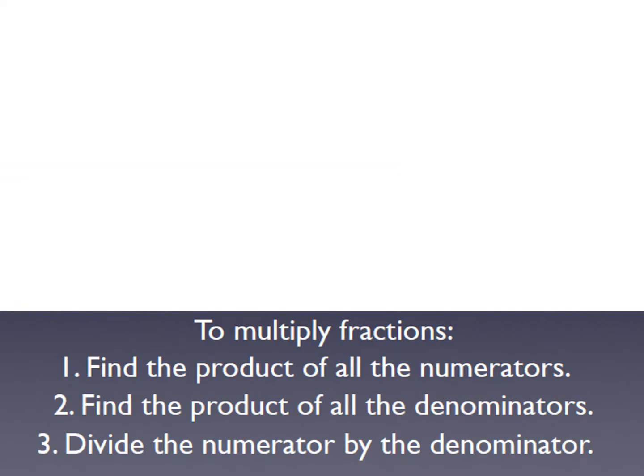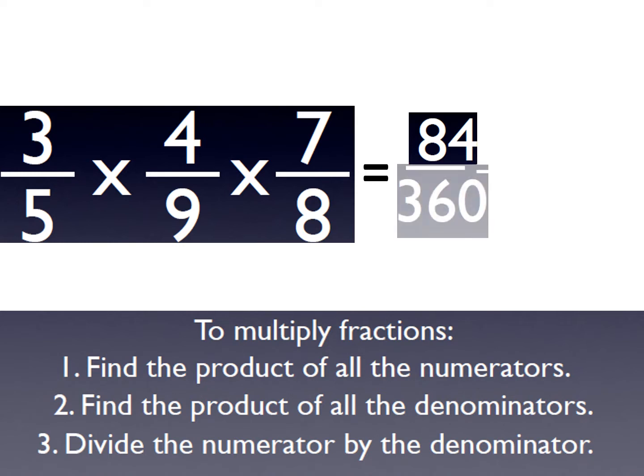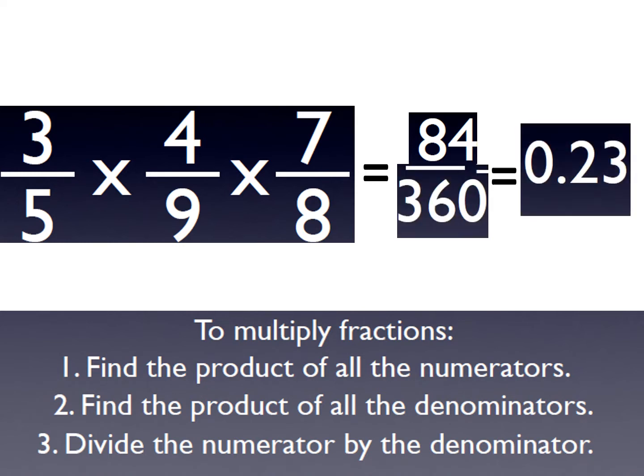In multiplying fractions, you have your numerators, the top numbers, and the denominators, the bottom. So when you're solving for fractions, which is basically dimensional analysis of numerators and denominators, you want to multiply all the numbers on top and then divide by all the numbers on the bottom to find your final answer. So 3 times 4 times 7 is 84, 5 times 9 times 8 is 360, and then you divide, you get 0.23 as your answer.